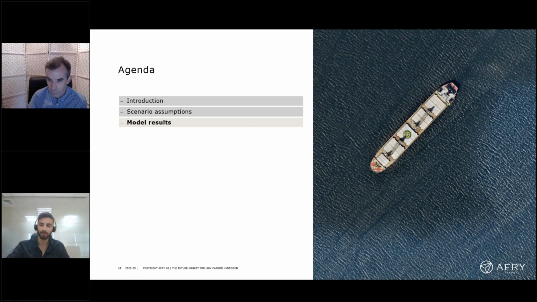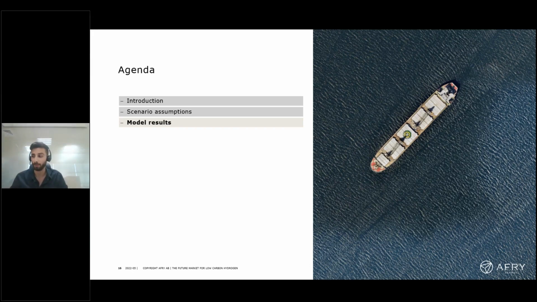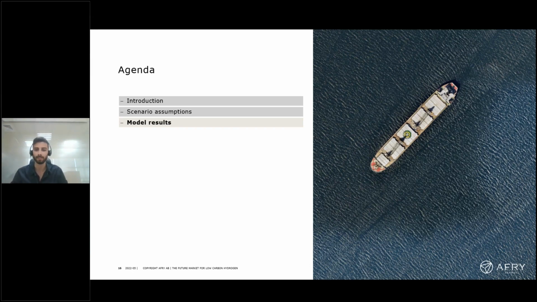All right, thank you, Brendan. So yeah, thank you for giving a very thorough elaboration on what the model does and the assumptions that we made. So I'm going to present you the results that we've obtained after running the model, after settling the inputs, and the results should give us a good overview of what the future of the hydrogen industry will look like.